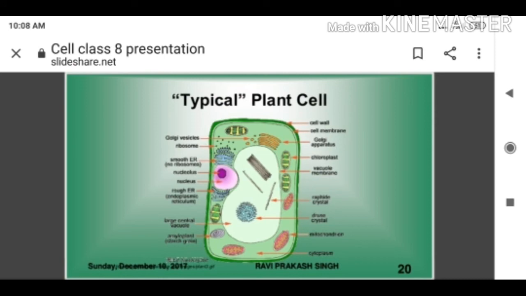Now the next picture is of a plant cell. The plant cell has an outermost layer, that is the cell wall. The cell wall is present in the plant cell. In the plant cell, children, you are able to see a large space. It is occupied by the vacuole. The vacuole is present in the center of the plant cell and the nucleus is at the side. It is not in the center of the cell.